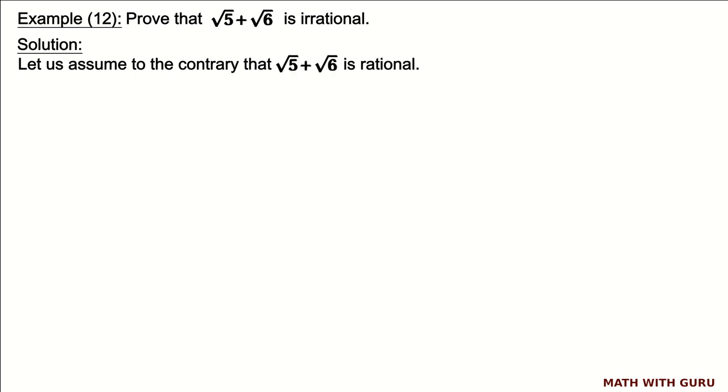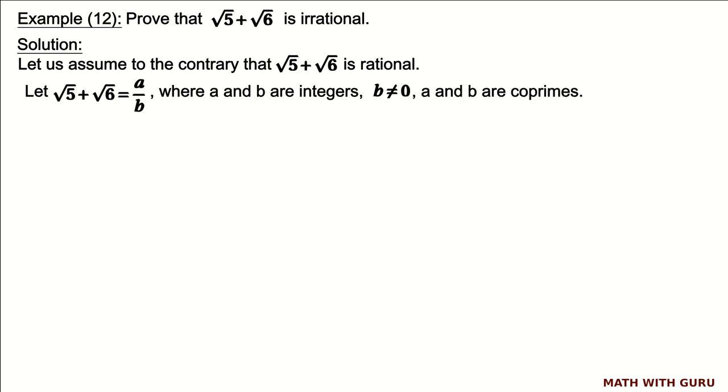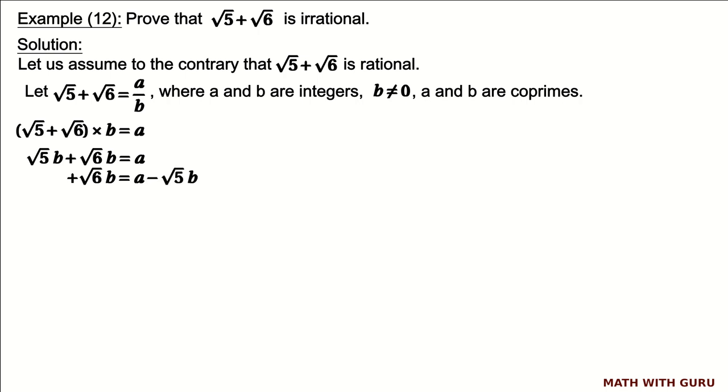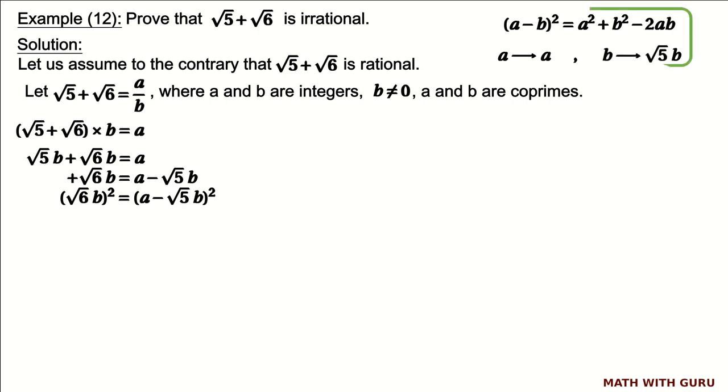Let us assume the given number is rational. Let root 5 plus root 6 equal a over b. Bring b to the left hand side. Open the brackets. Now, you cannot bring root 6b to the right hand side. You have to bring root 5b to the right hand side. Squaring both the sides. Make use of this identity and expand.